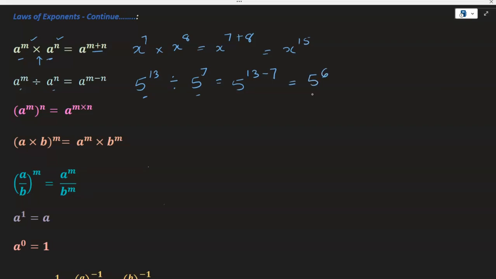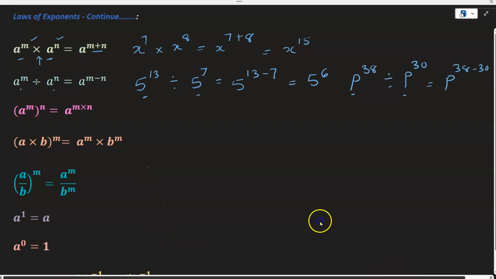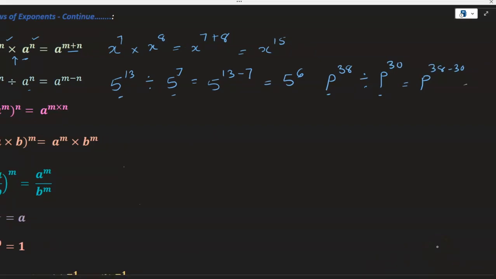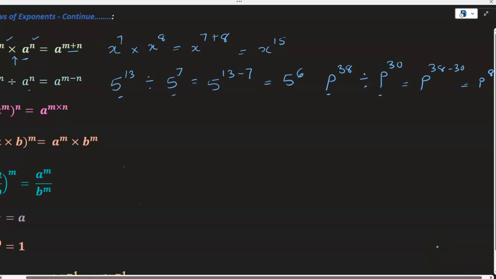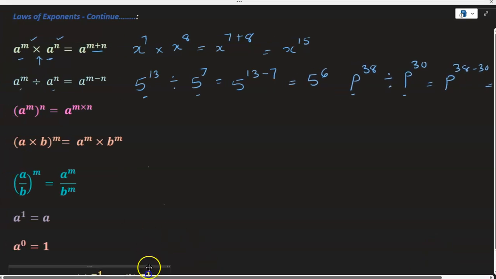We can also see another example in which we have some unknowns. Let us say we have p to the power 38 and that is divided by p to the power 30. So again we have same base p and we have different exponents and they are divided with each other. So according to law, it is nothing but 38 minus 30. So this would be equal to p to the power 8. Cool.